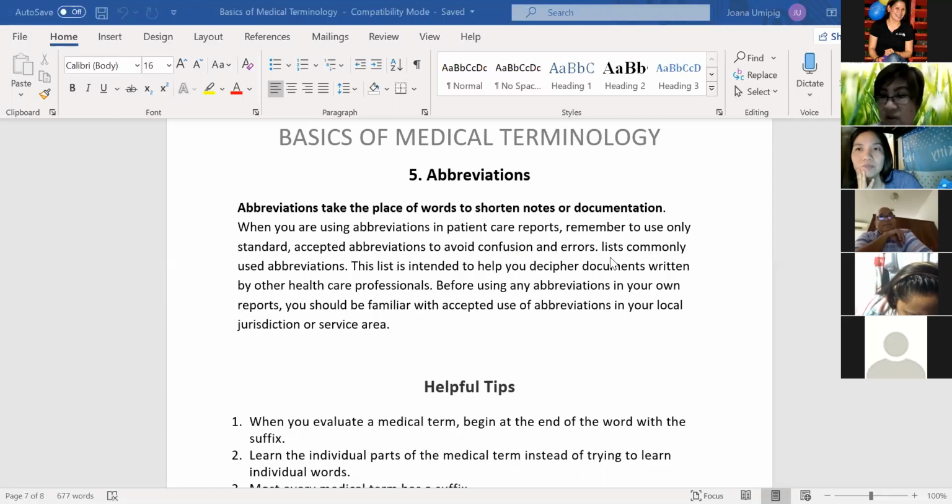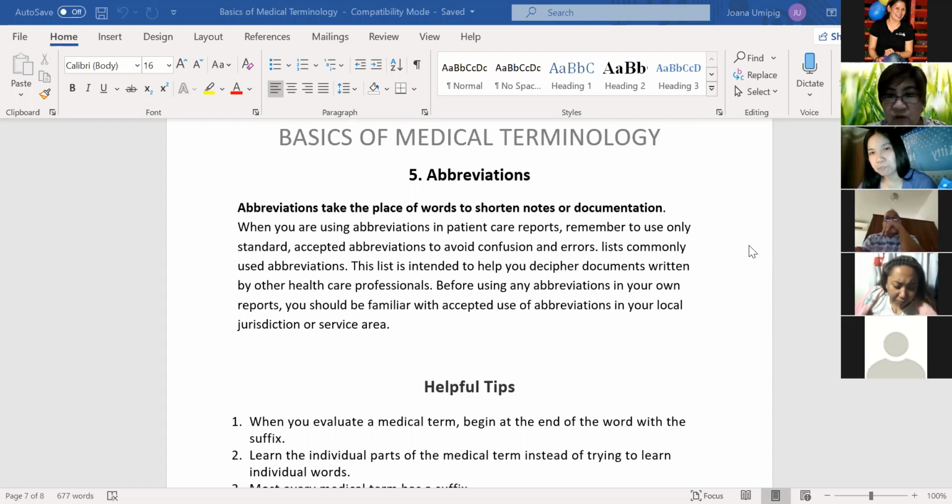But the abbreviation, for example PO. The PO means per orem. That abbreviation is PO. By mouth. It means by mouth. Okay, so per orem, PO. BD is twice a day. BD. So where in the world does BD mean twice a day? Only in medical terms, they have a standard. So we have to follow the standard in using our abbreviations.